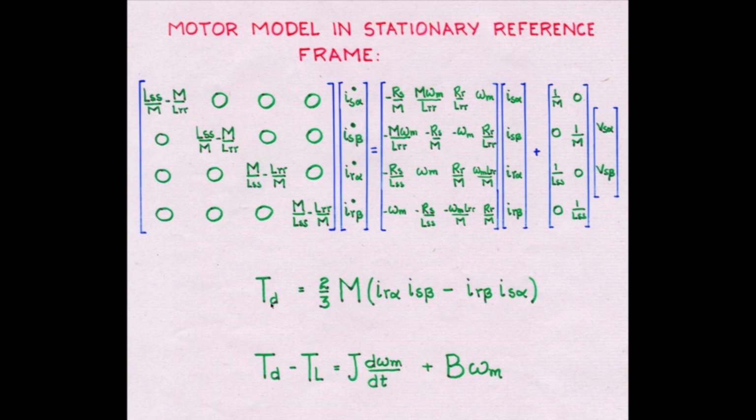The torque is given by 3 by 2 M, where M is the mutual inductance, times IR alpha into IS beta minus IR beta into IS alpha. And the torque dynamic equation: TD, the developed torque, minus TL, the load torque, should supply J d omega M by dt, the acceleration term, plus the friction loss B omega M. So this becomes the entire model of the induction machine. If you implement this, then you would have your induction machine model.